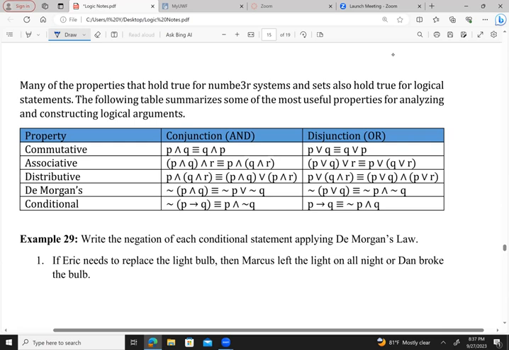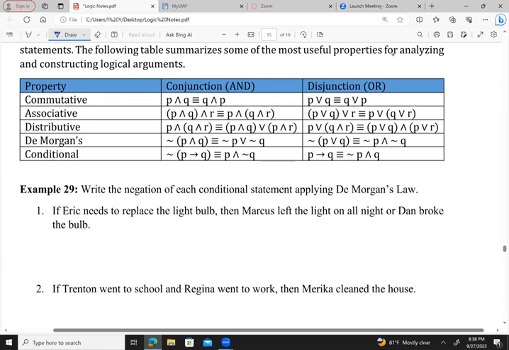Same thing here with distributive. We're looking at P and Q and R. So it can be P and Q or P and R. And then we have De Morgan's, which we've already gone over. So let's look at write the negation of each conditional statement applying De Morgan's law.